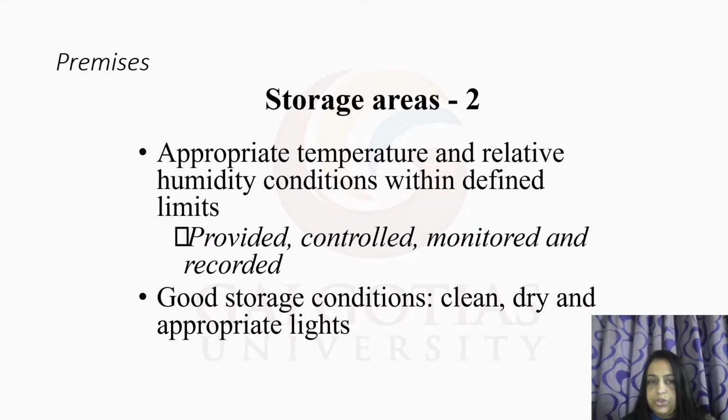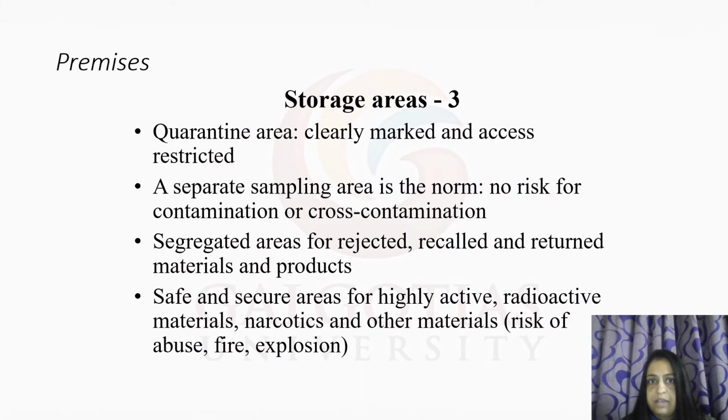So this is the storage area. Then storage area 2: appropriate temperature and relative humidity conditions must be maintained within defined limits, and they must be controlled, monitored and recorded. For good storage conditions, the area must be clean, dry and appropriately lit. Storage area 3, the quarantine area, should be clearly marked with access restricted. A separate sampling area is the norm.